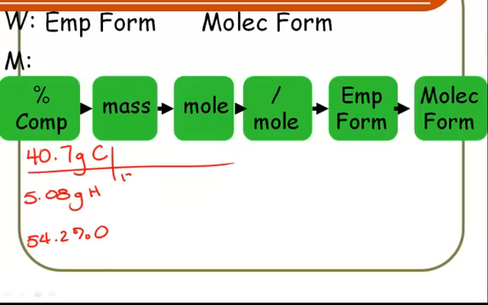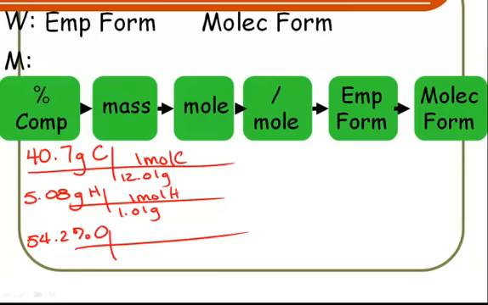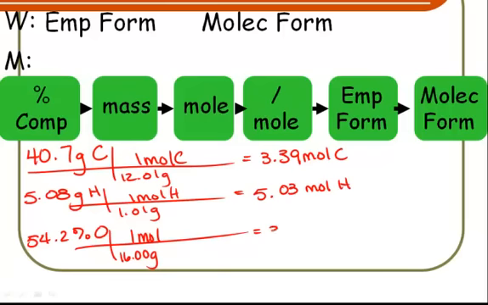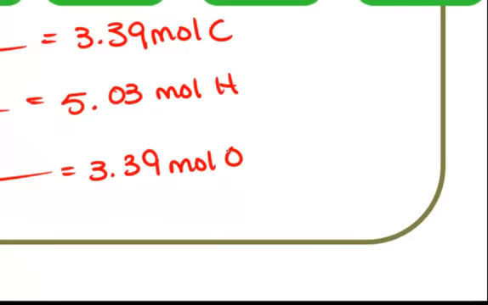Our molar mass of carbon is 12.01 grams per 1 mole. Our molar mass of hydrogen is 1.01 grams per mole. And our molar mass of oxygen is 16.00 grams per 1 mole. So we get 40.7 divided by 12.01 is 3.39 moles of carbon, 5.03 moles of hydrogen, and 3.39 moles of oxygen. Well, we take each of these and we divide it by 3.39.